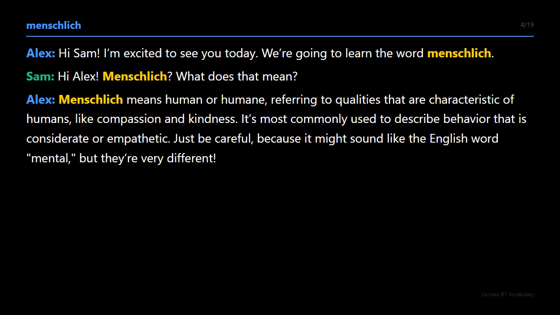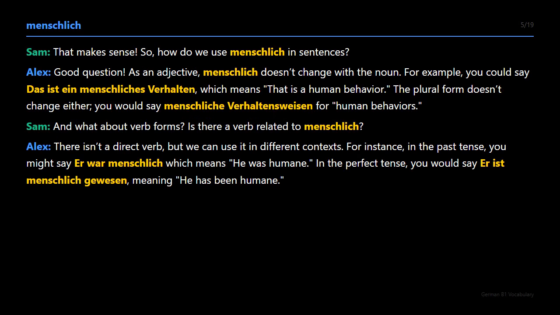That makes sense. So, how do we use menschlich in sentences? Good question. As an adjective, menschlich doesn't change with the noun. For example, you could say, das ist ein menschliches Verhalten, which means that is a human behavior. The plural form doesn't change either, you would say, Menschliche Verhaltensweisen.